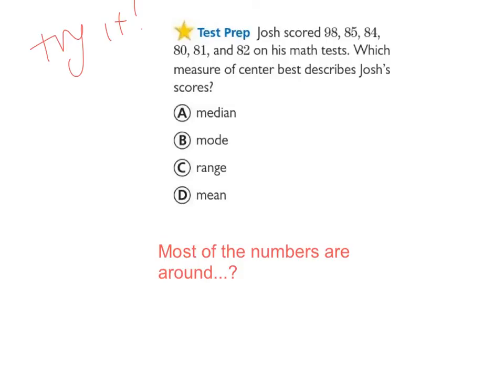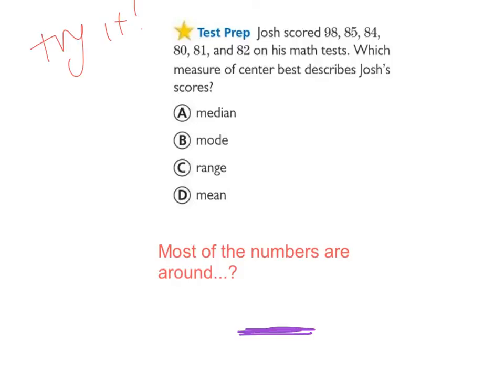Josh scored 98, 85, 84, 80, 81, and 82 on his math test. Which measures of center best describe Josh's scores? Now think first, most of the numbers are around what? Think about that and then solve for each of these and see which one matches your guess. Well, not your guess, but your decision. Okay, go ahead and answer this one and I'll give you the answer in just a moment.